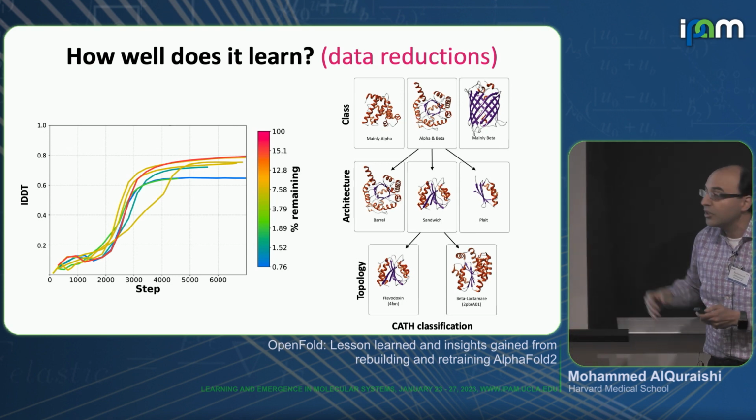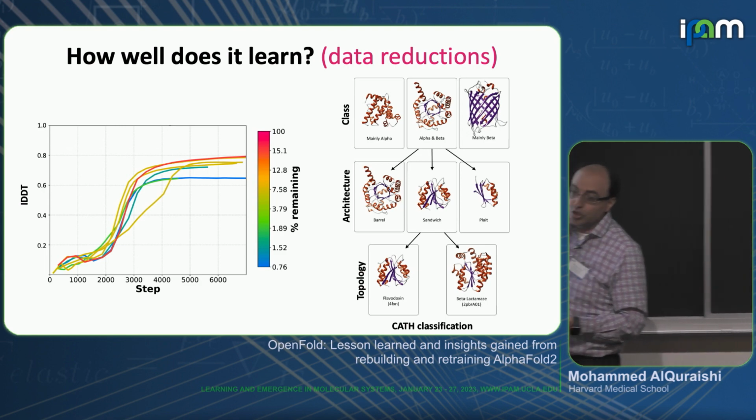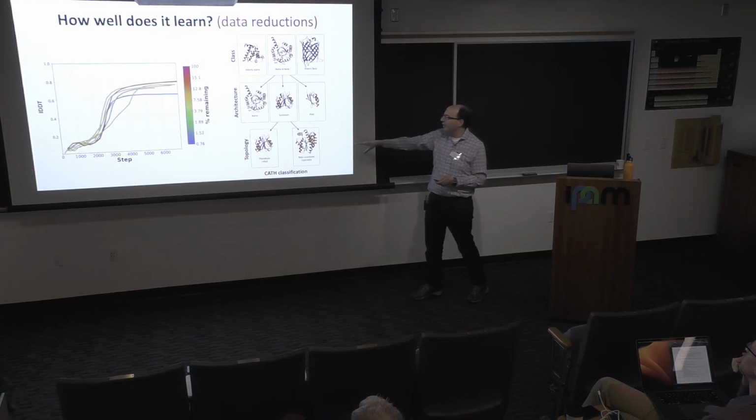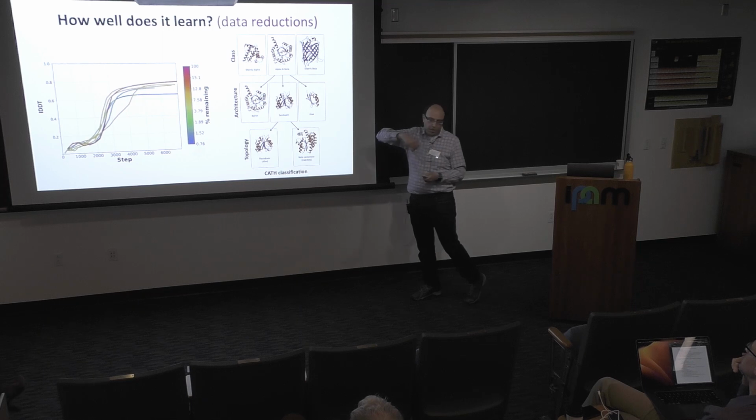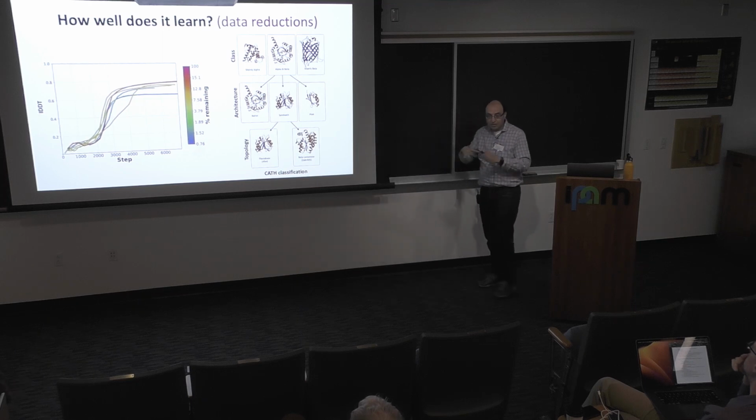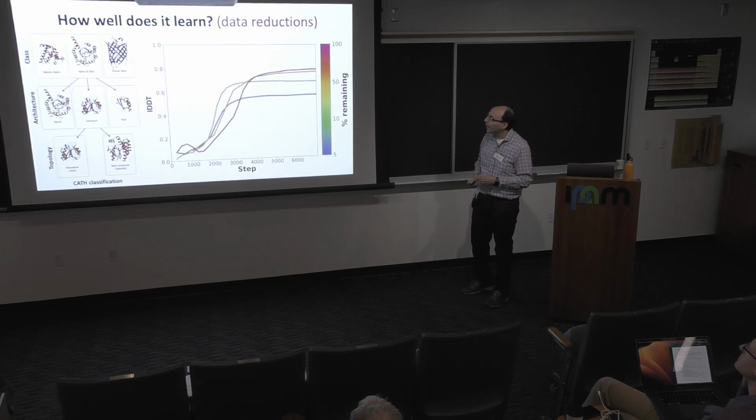So they have very, very large groups. At the class level, it's basically just three groups. At the topology level, I think it's maybe 200, and on the architecture level, it's 42. So that gives you a sense, across the whole PDB, of the granularity.